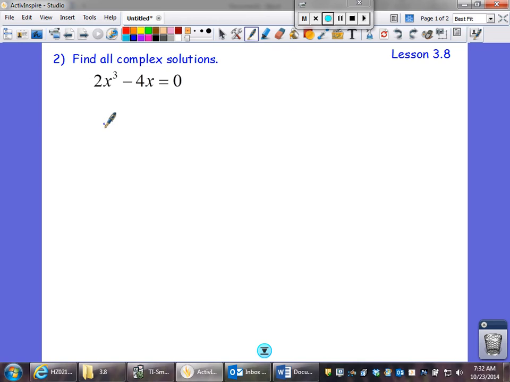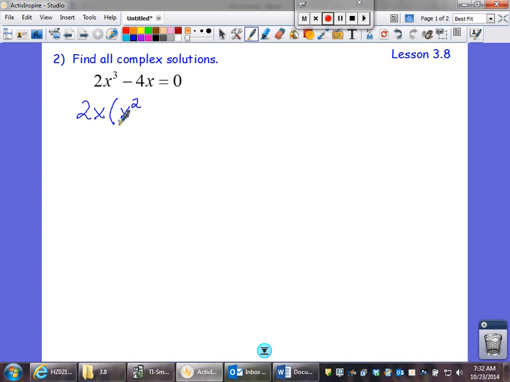It says find all complex solutions. To do that for this question, it is set equal to 0. We're going to go ahead and factor. In fact, we're going to pull out the GCF, which both terms have an x in common, and they both have a factor of 2 in common. So we're going to pull that 2 and that x out to the front, and what's left over, well, 2 divided by 2 is 1, and x to the third power divided by x is x squared.